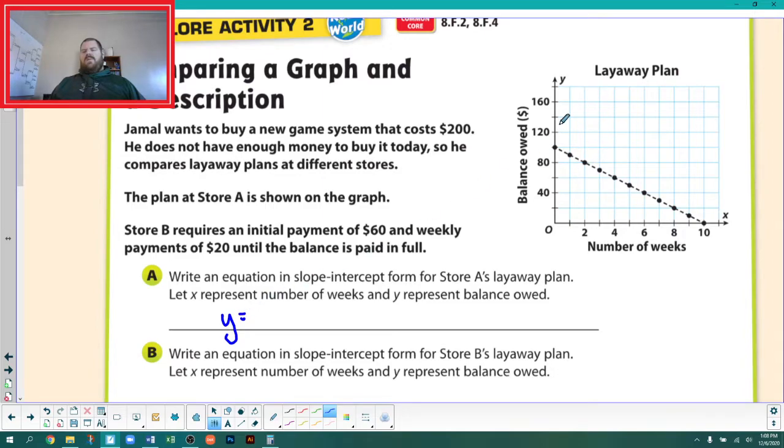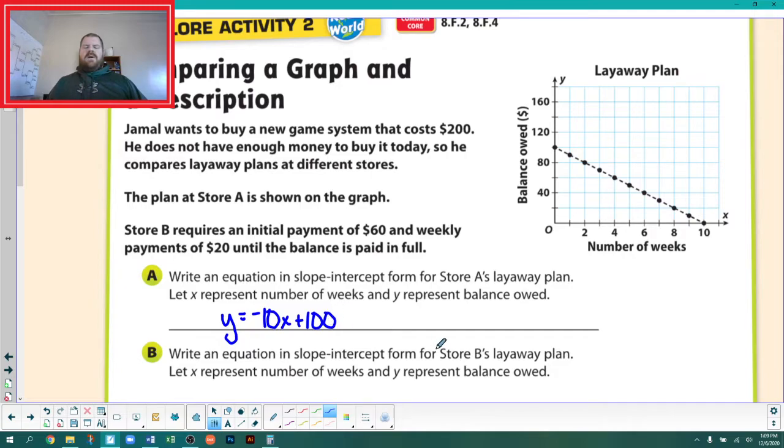We just want to write this in slope-intercept form, and I basically already talked about it. In that you have to pay $10 a week. So we'll say that's a negative 10 because the balance owed is going down, negative 10x. And in this case, we have plus 100.